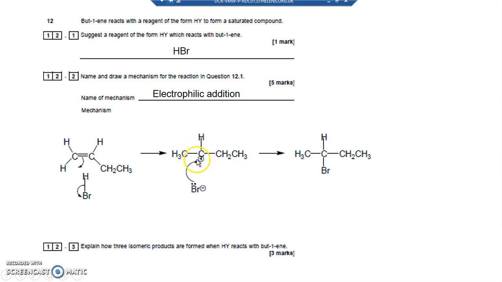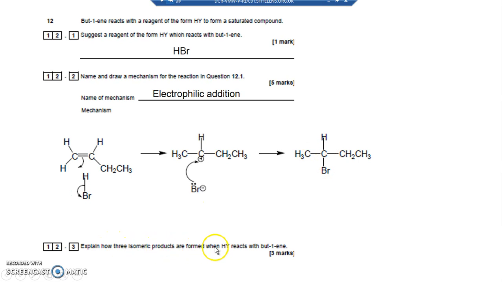A secondary carbonium ion is more stable than a primary carbonium ion, and we'll talk about that in a minute. So the Br- has a minus charge and a lone pair of electrons. The pair of electrons from the bond has gone onto the Br, and then that will attack the secondary carbonium ion here and form this compound, which is going to be 2-bromobutane.